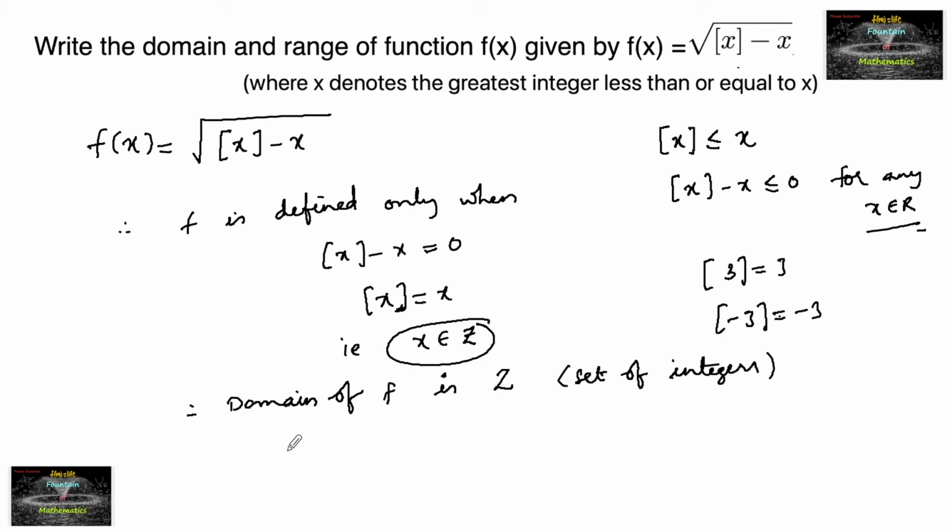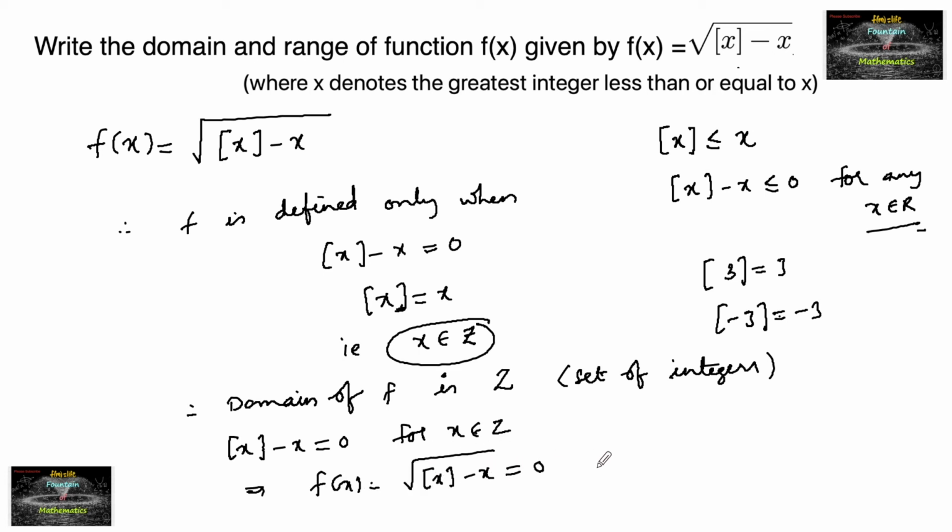Coming to the range, when [x] minus x is equal to 0 for all integers x belonging to Z, f of x equals root over [x] minus x is also equal to 0. So for any integer x belonging to Z, we get f of x equal to 0. That implies the range of the given function f is a single element, 0. So the domain is the set of integers and the range is only the single element 0. Thank you.